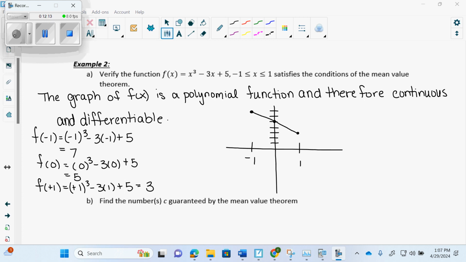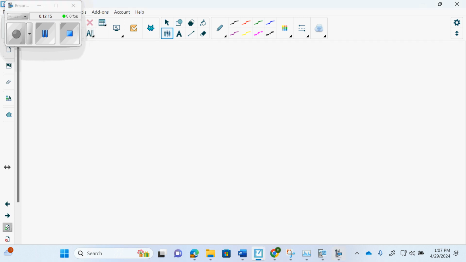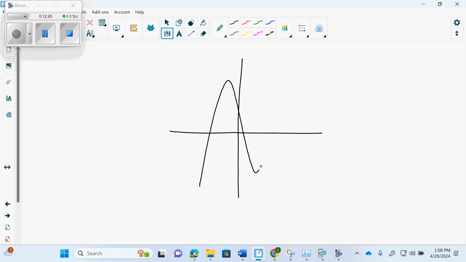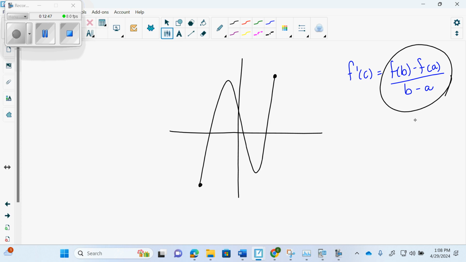I want to show you what the mean value theorem does. So if I gave you something like this, say this was the graph I gave you, and I drew a line from here to here. The mean value theorem is this: f prime of c. You don't have to write this down, I'm just proving a point. f of b minus f of a all over b minus a, which is a fancy way of saying y2 minus y1 over x2 minus x1, which means this is slope. This is just grade 10 slope.